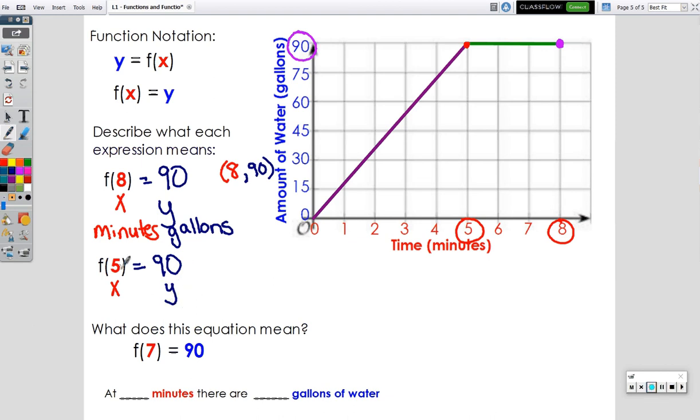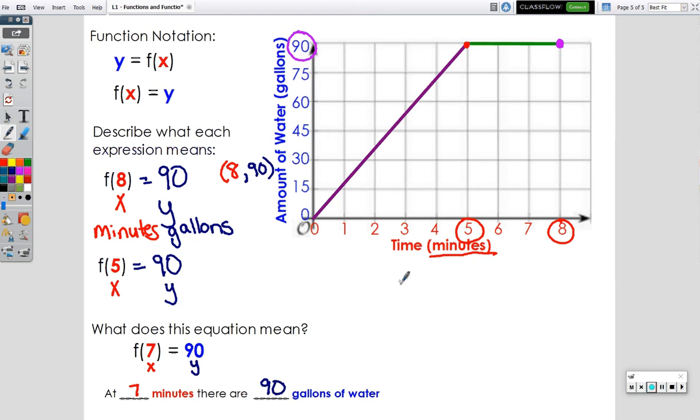So we've kind of addressed this situation here when I talked about it up here. What does this mean? So remember, this number in our parentheses is our x value. Our x value, if we want to figure out what that means, we got to look at our label. So we're talking about time, we're talking about minutes. So f of 7 is talking about at 7 minutes. This 90, this is our y value. So we're going to look at this, okay? Our y value is the amount of gallons in the pool. So we would say there are 90 gallons of water in the pool.